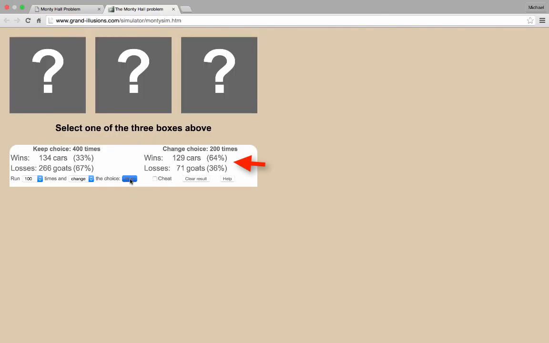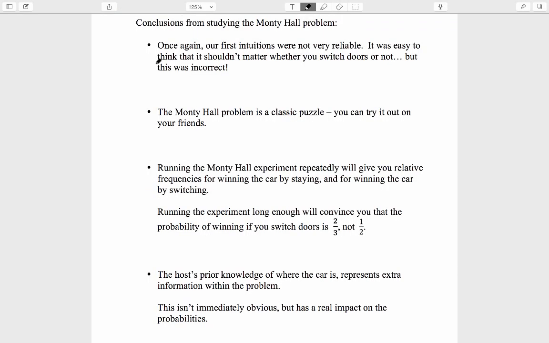And we can keep going and do another 100 and then another 100. After a total of 400 runs of the experiment, where we are switching doors every time, we're getting a car roughly 2/3 of the time, and the goat roughly 1/3 of the time. When you run the experiment many times, that really helps make it convincing. The pure stayer has a 1/3 chance of winning the car, and the pure switcher has a 2/3 chance of winning the car.